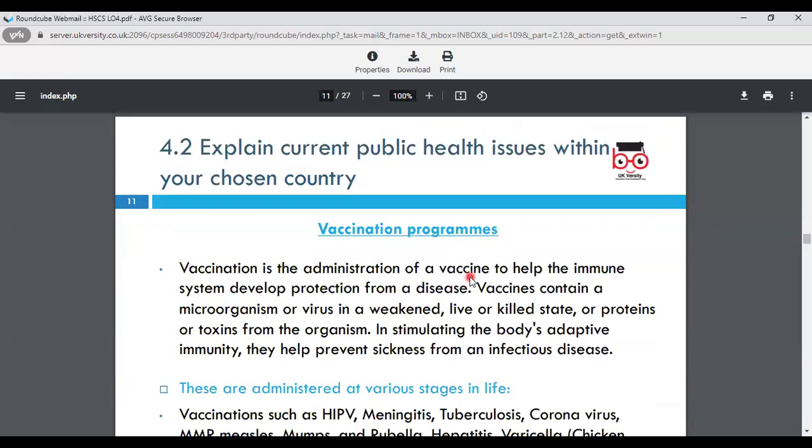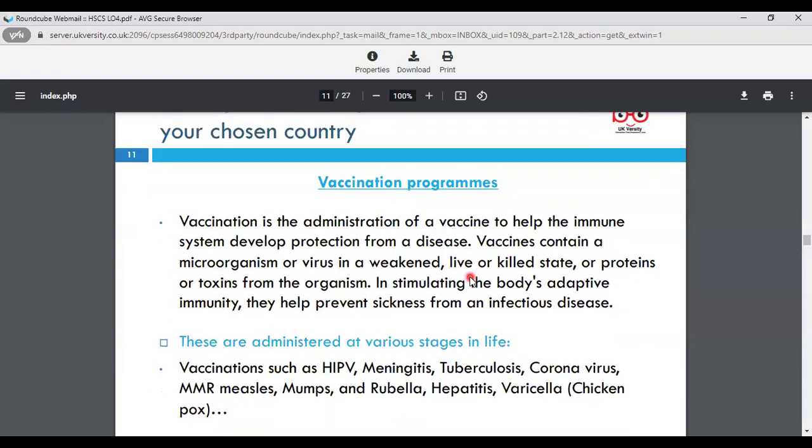If we explain the current public health issues within a chosen country, so if we talk about the UK, their vaccination programs also come under public health. Vaccination is the administration of a vaccine, and this helps with immunity. You have different sorts of vaccinations given at different times to different patients, and healthy people also get vaccines. They contain something that helps them be protected from disease.